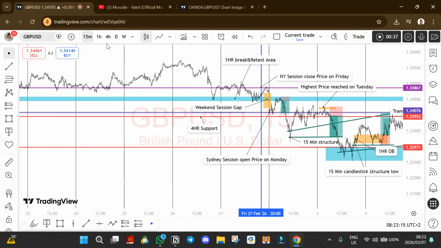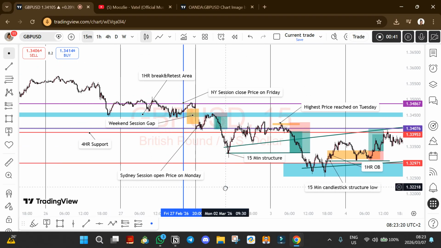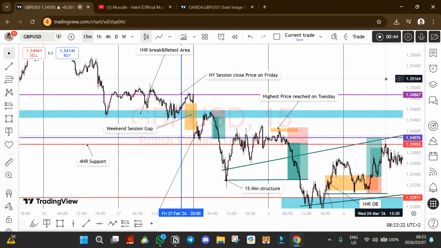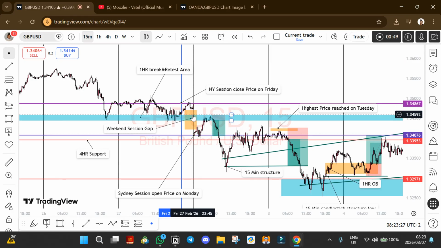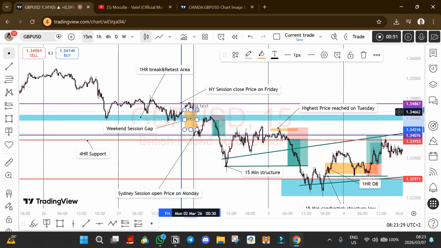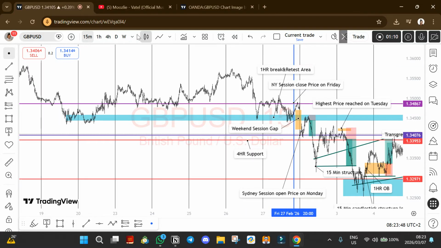Cool. Now I want us to look at Monday. We're going to start on a Monday. Let's do 15 minutes. We're going to stay on the 15 minute, but we will be moving from time frame to time frame based on the analysis. So on a Monday, we see that market opened with this session gap, which is that orange area over there. Let me also open my notes so that I can be accurate. So market opened with that, and then another thing that we see within that area is this 1 hour break and retest area.